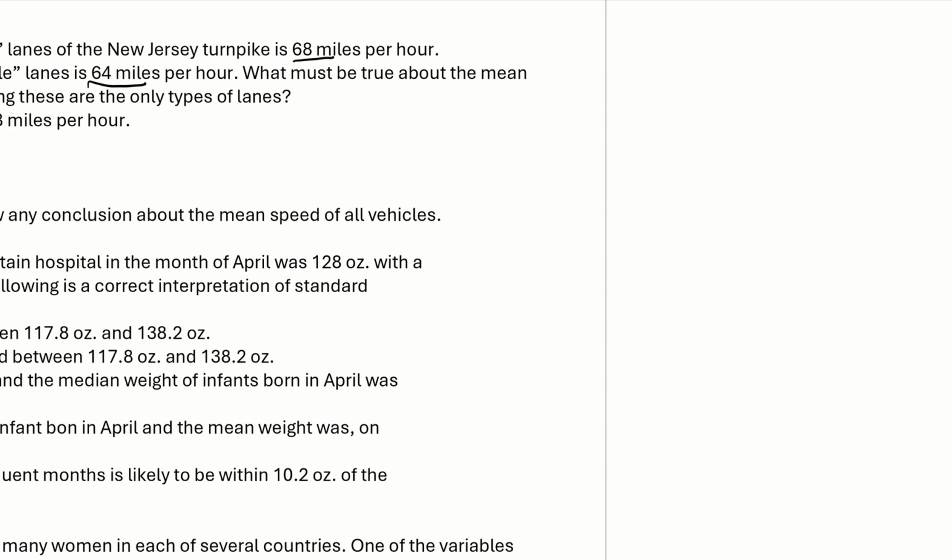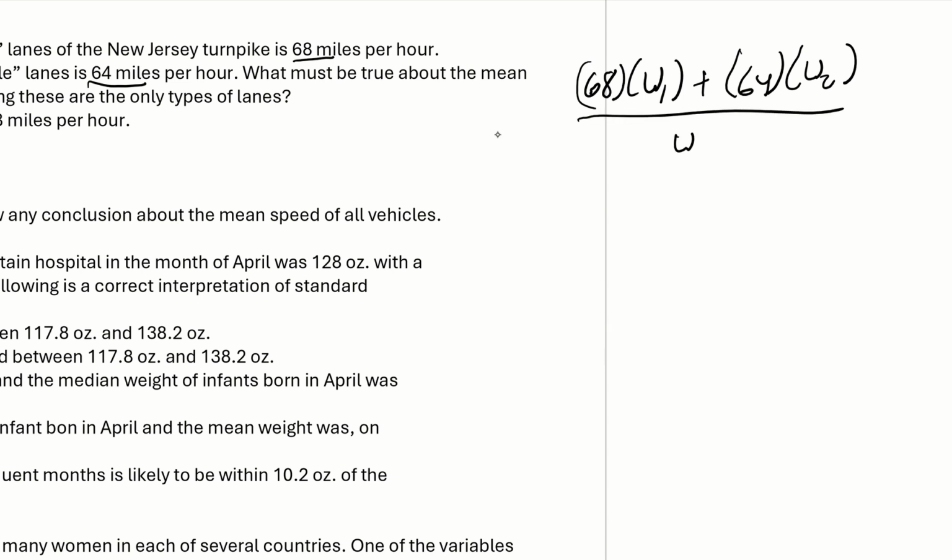We have some that are 64, we have some that are 68. So basically this is a weighted average, right? This is saying, okay, we got 68 miles per hour for X amount of vehicles. Let's say W1, where W is the weight of the vehicles, like what percentage of the vehicles are traveling at 68 miles per hour. Plus, we have the 64 miles per hour times the weight of that. So what percentage of vehicles are traveling at 64 miles per hour, right? That's essentially what we're doing, over W1 plus W2.